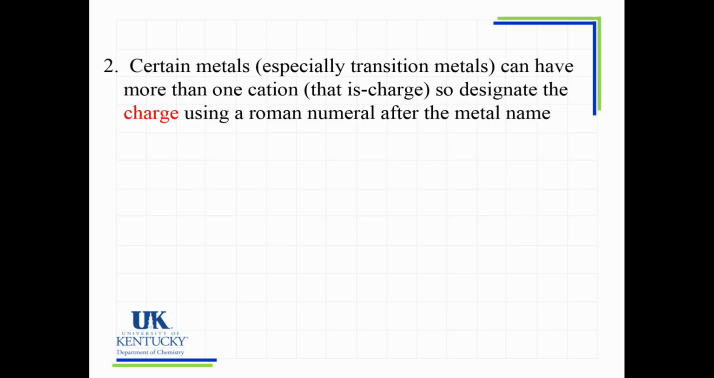Rule number 2. There are some metals, usually in the transition metal area, that can have more than one cation, meaning more than one charge for that metal. And when that is the case, we would have to tell a person, when they're reading the name, what the charge is on that metal.